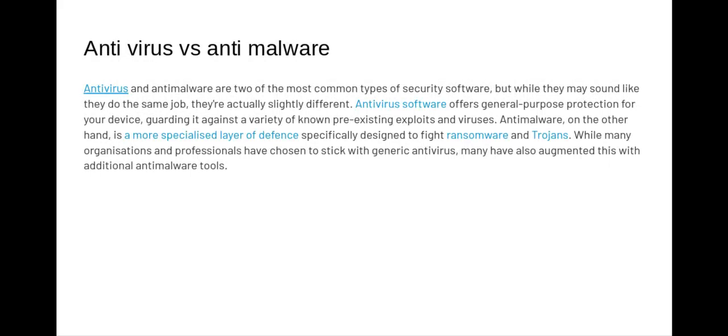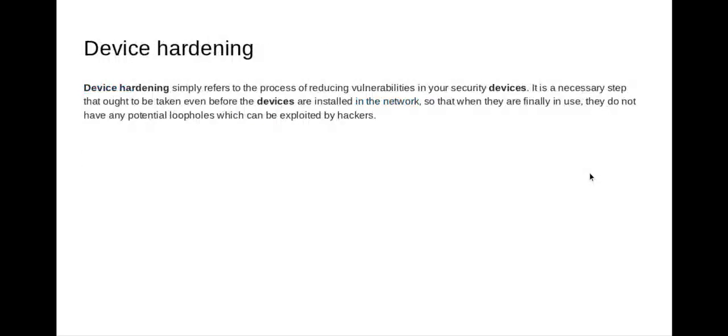Then antivirus versus anti-malware. It's key that you understand the difference between these two. Antivirus software is general purpose protection for a device. It's guarded against pre-existing exploits or viruses, whereas anti-malware is more specific. It's a specific layer of defense that fights against ransomware or Trojans. So it's a key difference there between the two. Remember, antivirus is general, whereas anti-malware is specific.